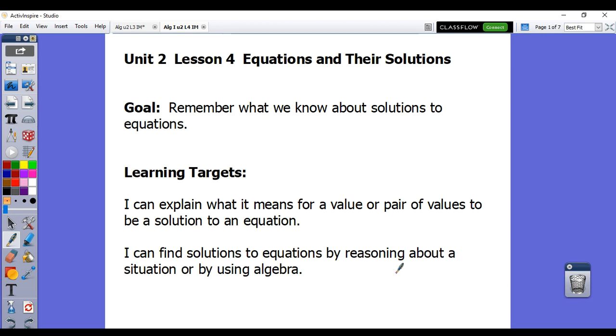All right, welcome to Unit 2, Lesson 4, Equations and their Solutions. So our targets are, I can explain what it means for a value or a pair of values to be solutions to an equation, and I can find solutions to equations by reasoning about a situation or by using algebra.